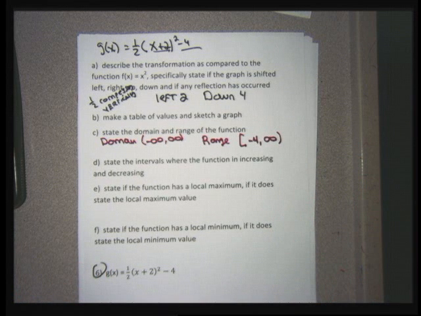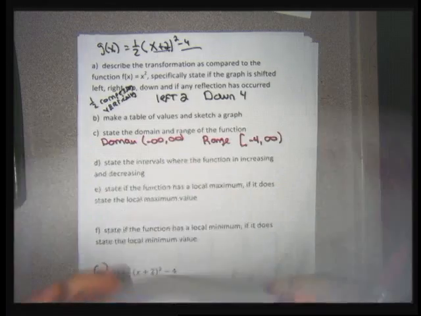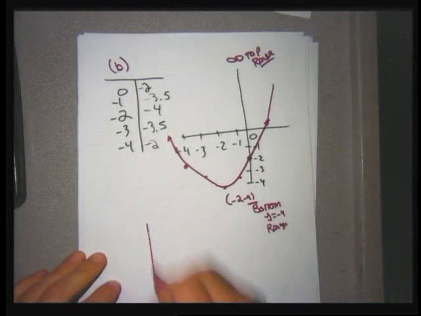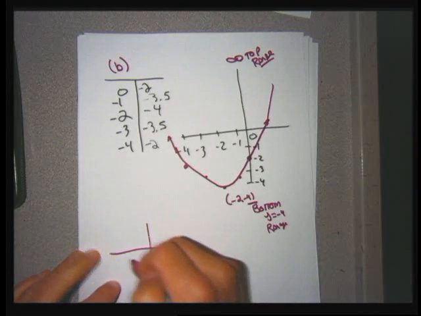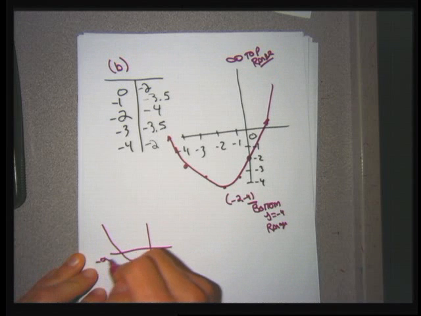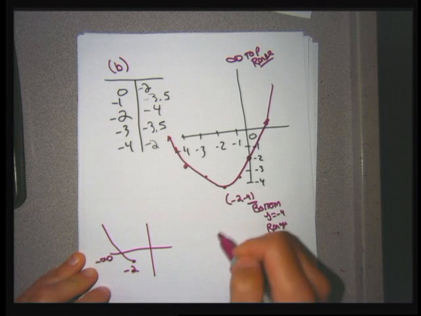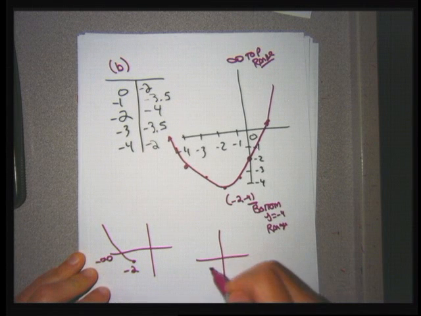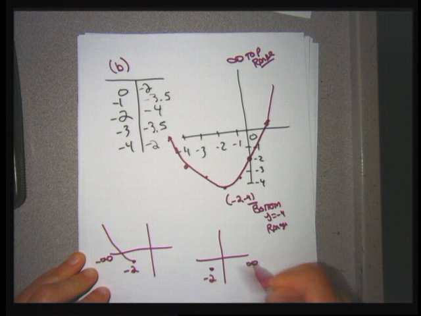To do the increasing and decreasing, I break the graph up at the vertex. So I got this half of the graph, which is from -infinity to -2. And this portion of the graph, which is from -2 to positive infinity, as the portion of the graphs I need to look at.